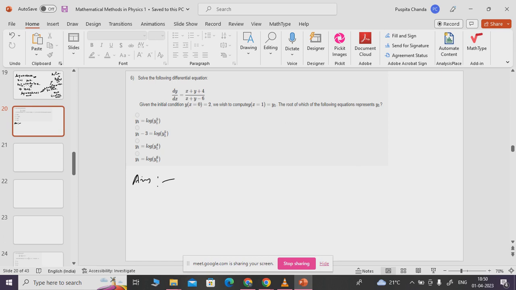Now solve the differential equation given the initial condition: when x is equal to 0, y is equal to 2, and x is equal to 1, y is equal to y1. The root of which of the following equations represents y1? Basically we need to compute, when x is equal to 1, what is y.